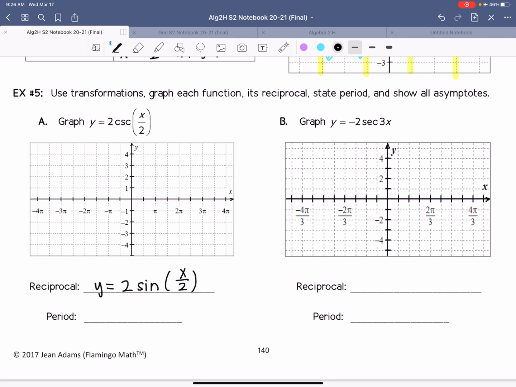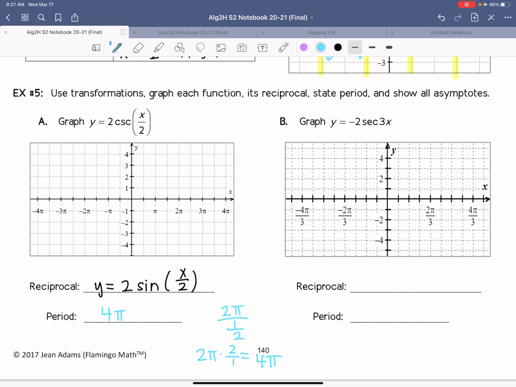Okay, let's talk about what's happening here. This is going to vertically stretch by 2. So now my wave, instead of going up 1, is going to go up 2. And then this is going to change my period. So my period for sine and cosine is 2 pi. You're going to divide by whatever is being multiplied to x, which is 1/2. So we're going to get 2 pi times 2 over 1, which equals 4 pi. So now my period is 4 pi.